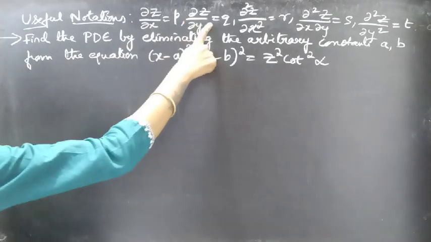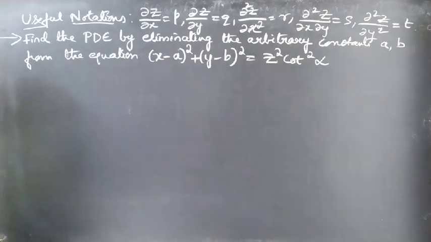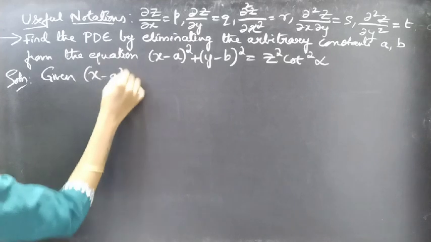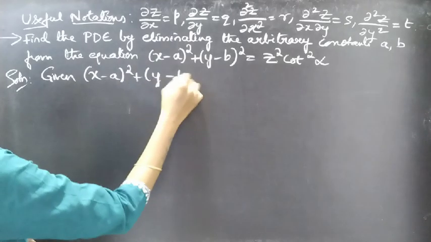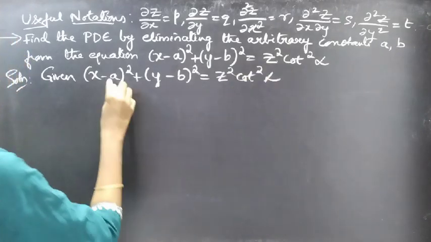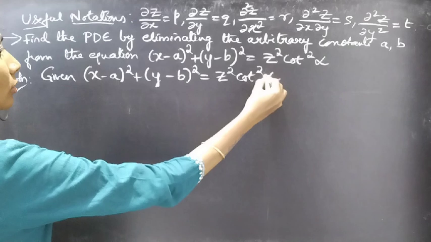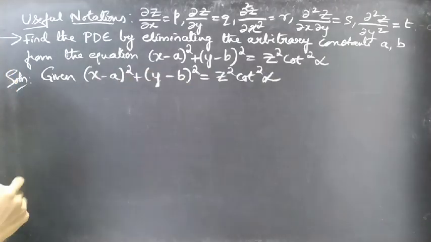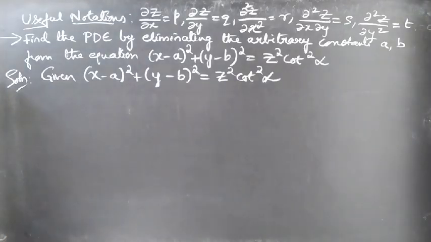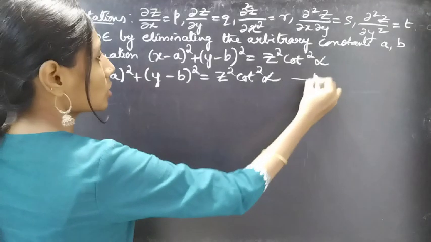So here are the useful notations we always need to remember while solving a problem from partial differential equations. We are given a relation (x minus a) whole square plus (y minus b) whole square equal to z square cot square alpha. It has arbitrary constants a, b, and here alpha is a constant. We'll consider cot square alpha as a constant. Now consider this equation as equation 1.